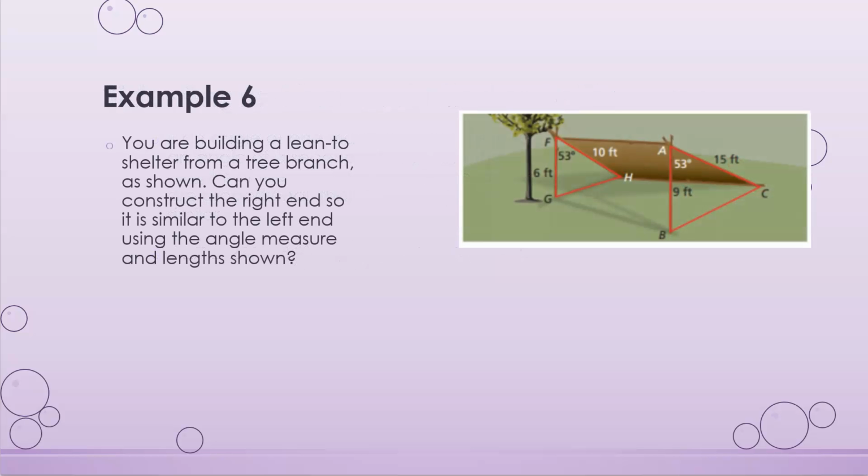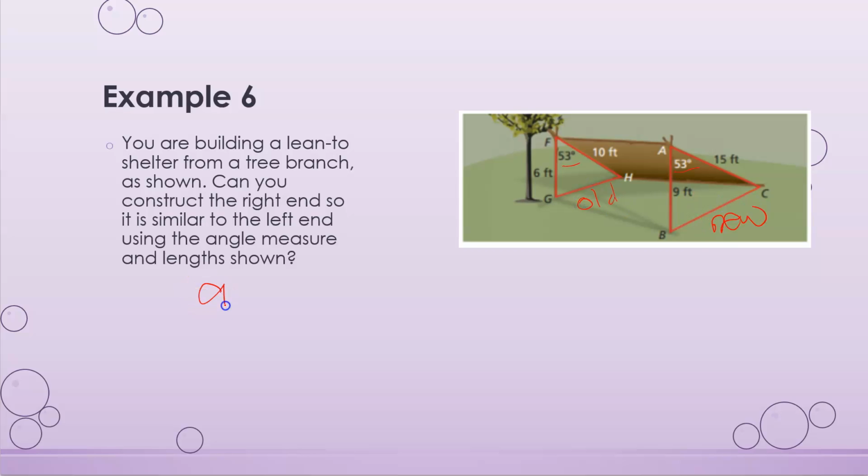So this one is telling me I am building a lean-to shelter, and it's on a hill, so it's not exactly straight, but I want to construct it so that my right end is similar to the left end, using the angle measure. So we want to see if this picture is set up correctly. I have my angle is the same, so then I'm going to say this one is old and this one is new.